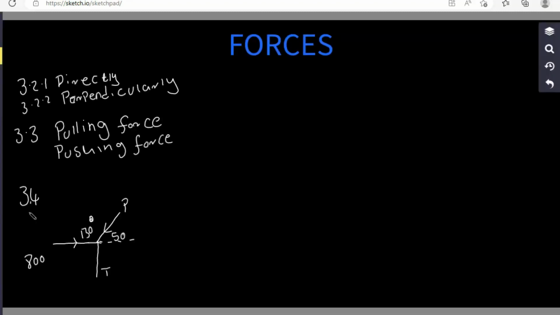So this is the diagram that they gave to us. We are to calculate what? The magnitude of P and T. So we're going to start with the horizontal forces. They said the forces are in a state of equilibrium. We know then that the sum of the horizontal forces or components equals 0, since the ones going to the left are equal to the ones going to the right.